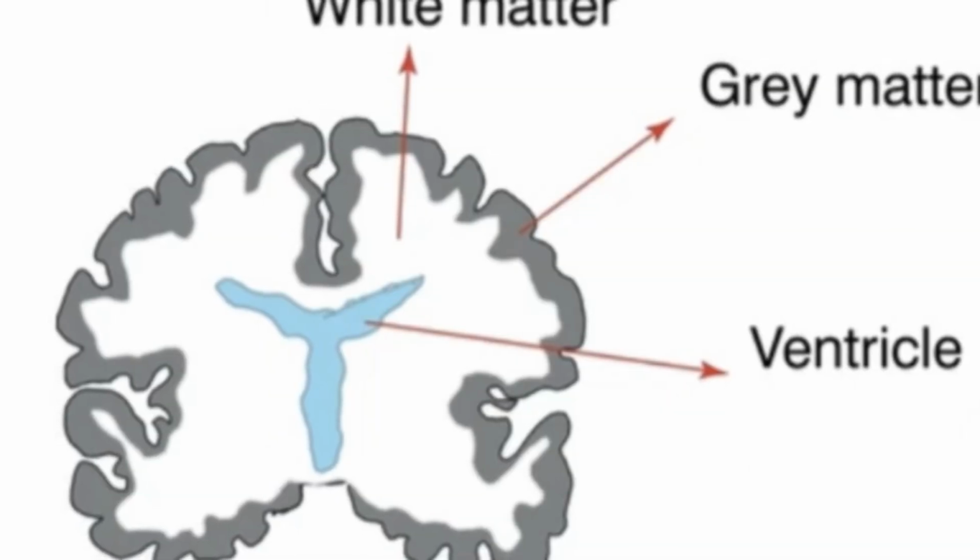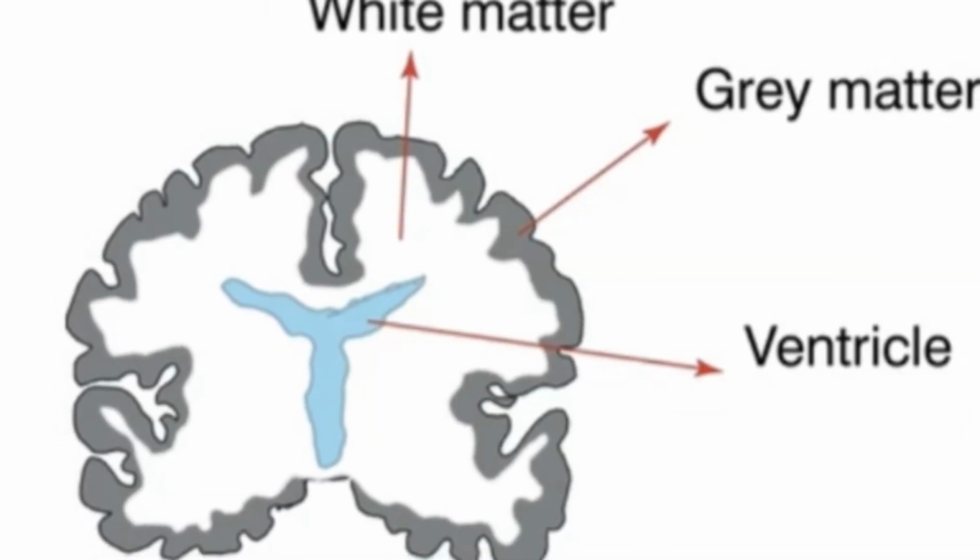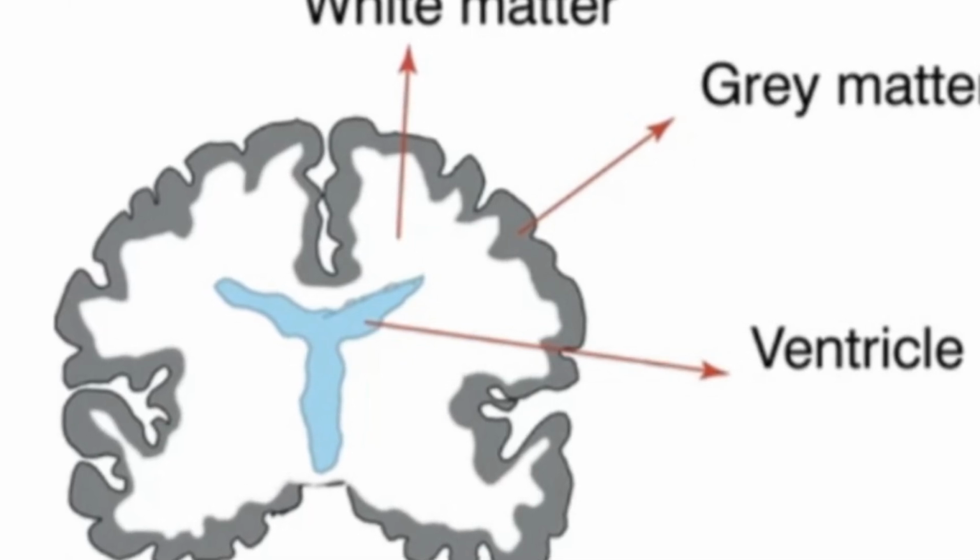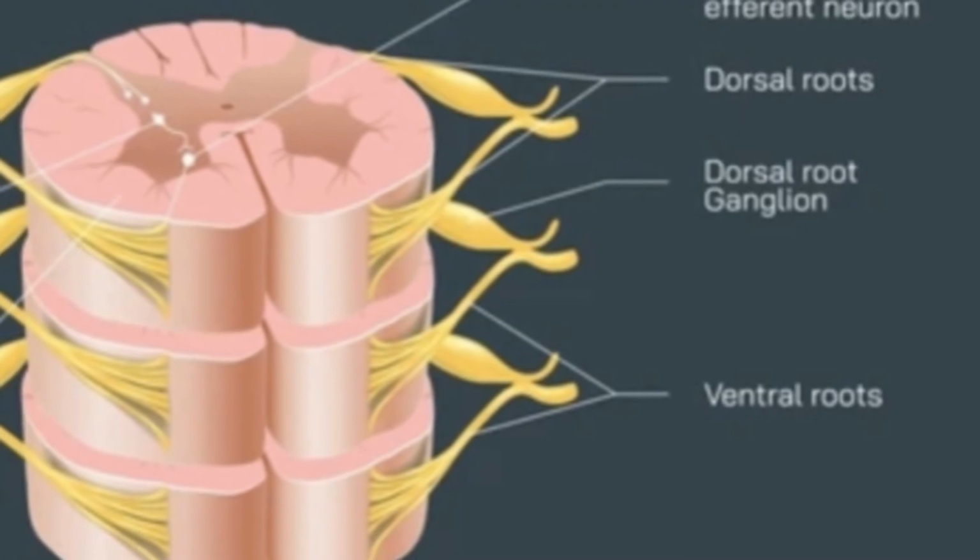Other general vocabulary we need to know to understand the brain: nucleus is a gray area in the CNS where neuron cell bodies are found. Gray matter is the tissue that contains a high concentration of neuron cell bodies.